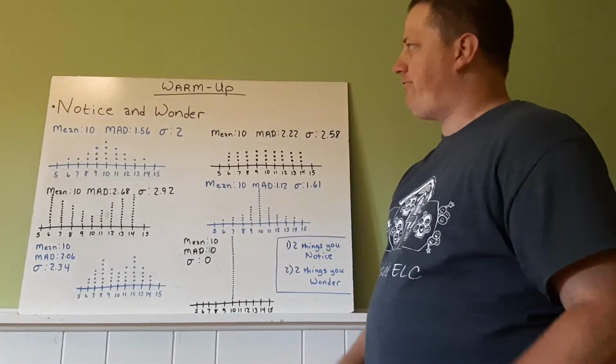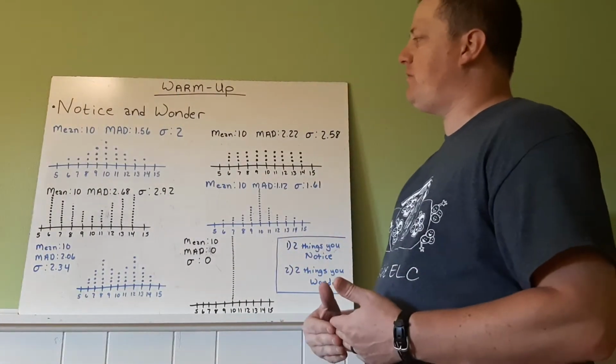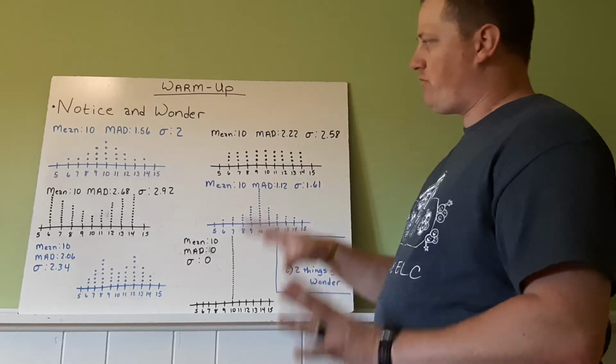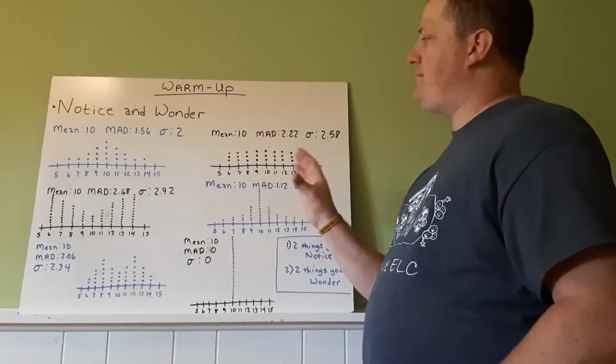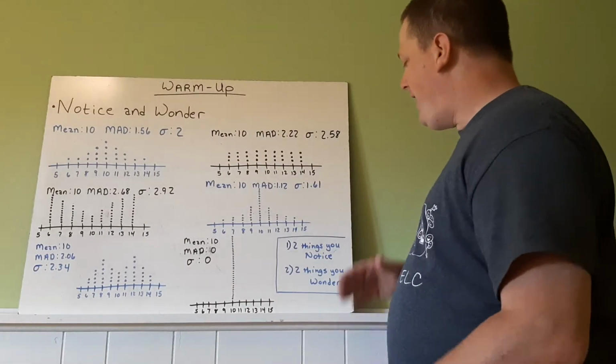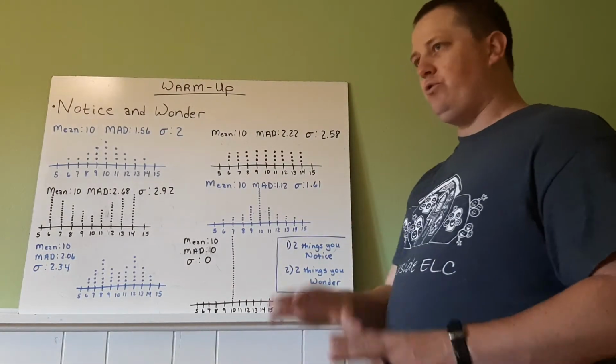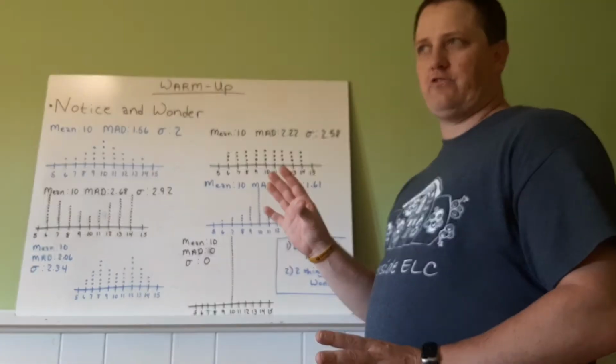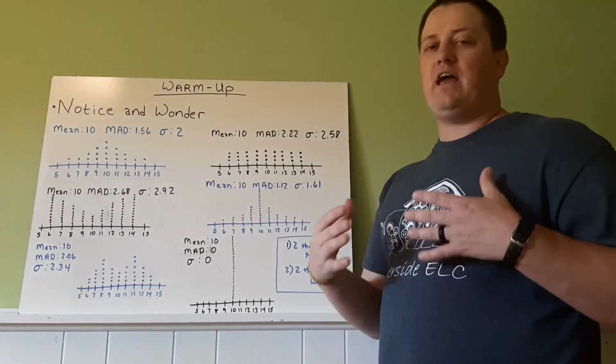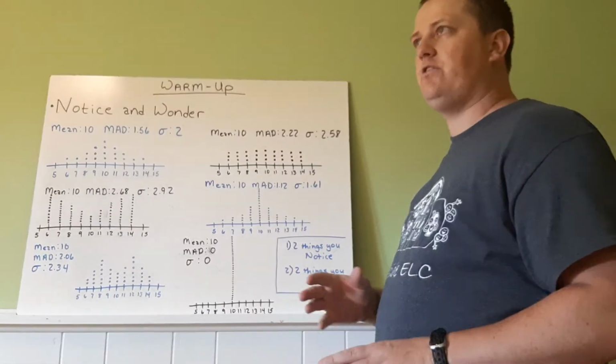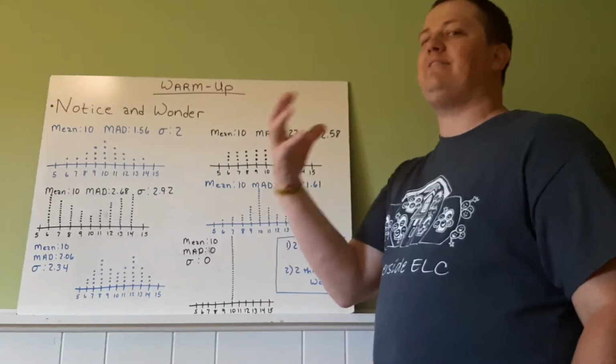All right, so for tomorrow, we have a notice and wonder. I have 6 graphs up here along with some data. I'll go through it quickly, and then your job is to write down 2 things that you notice about these 6 graphs and 2 things that you need more information on. Remember, the notices are things like, oh, I see this. Wonders are questions that you have to dig deeper.